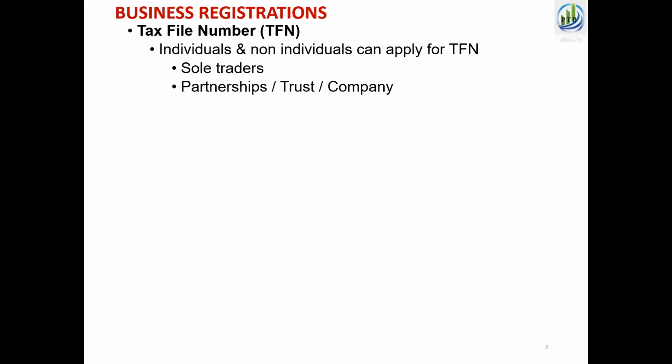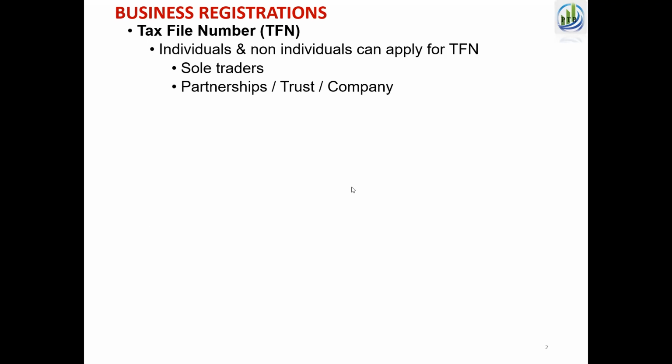A company is a separate legal entity, so it should have a separate tax file number to report its income tax to the ATO. So a sole trader only does not have a separate TFN, because the owner's TFN is the same TFN for the sole trader business as well. Excellent. So now we will move on to the tax file number.